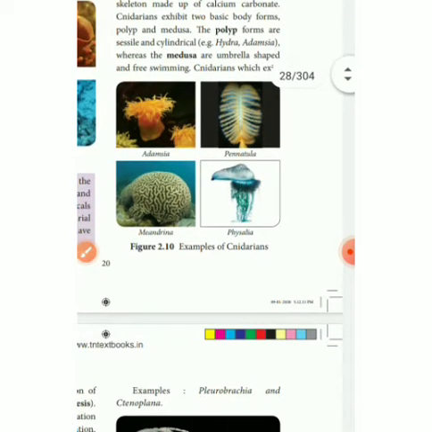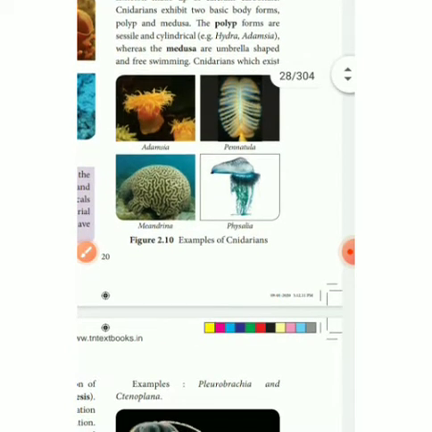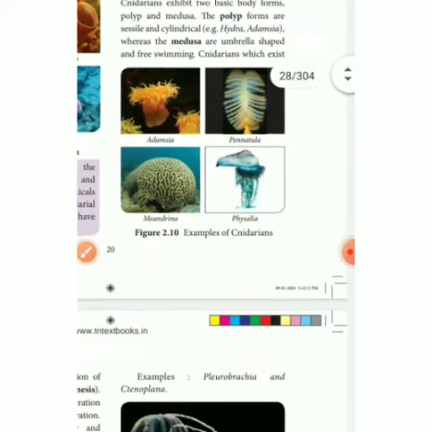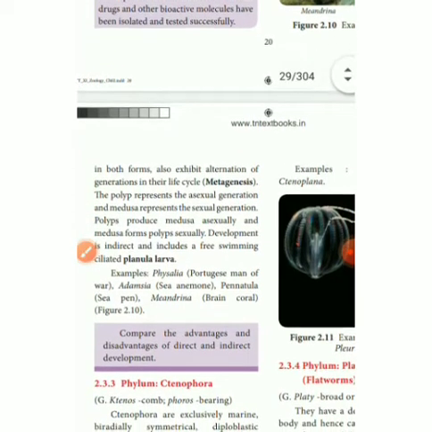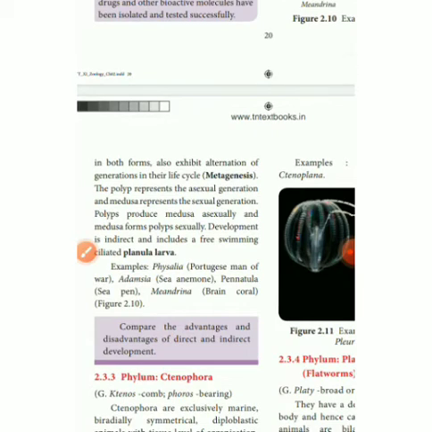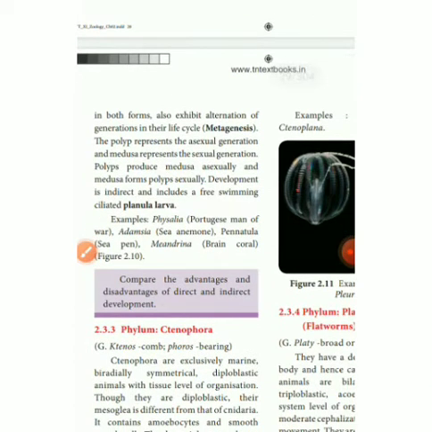You see some Cnidarians here: Adamsia, Pennatula, these are the coelenterates. Both forms exhibit alternation of generations in the life cycle. The polyp represents the asexual generation and the medusa represents the sexual generation. Polyps are sedentary, they stick anywhere and never move. But medusae move from one place to another place. So polyps are asexual and medusae are sexual. Development is indirect and includes free swimming ciliated larval stages in these coelenterates.